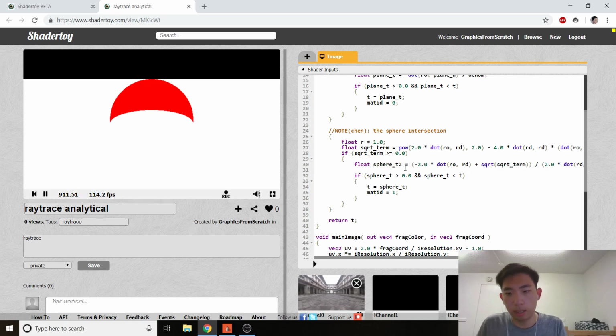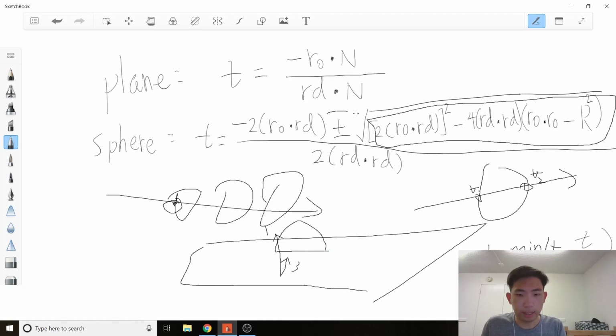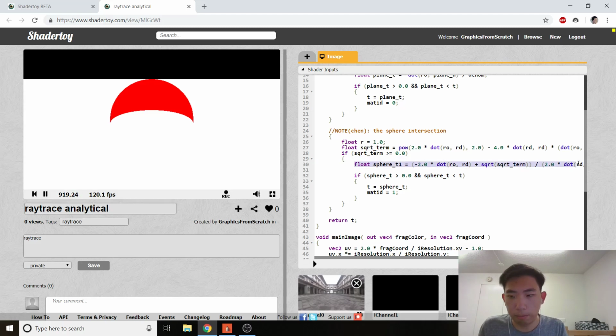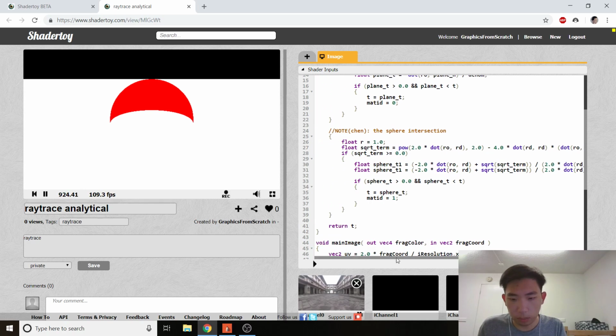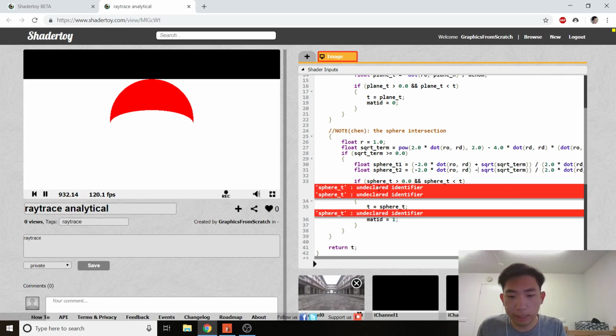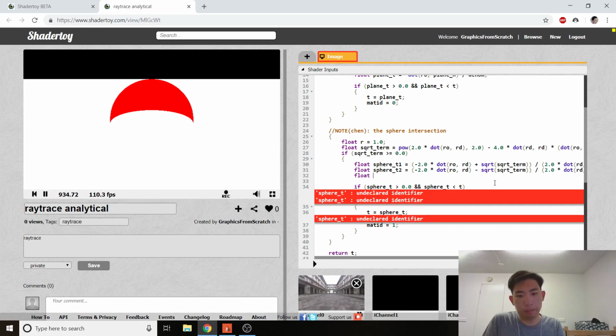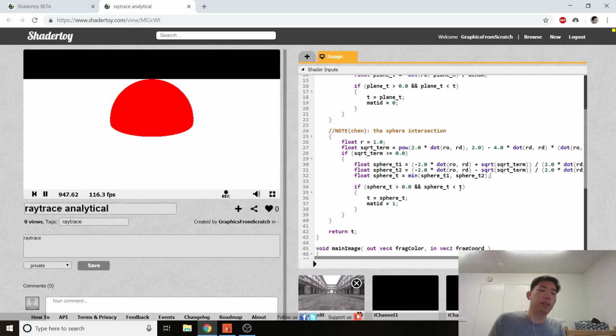I said that there will be two roots for the sphere intersection, and I totally forgot about that myself. If you look at the equation again, this operator is both addition and subtraction. So we need two roots, so basically two scalars, sphere t1 and t2. If one of these roots is negative, then we get whatever the minimum is when comparing these two t's. So sphere t would just be the minimum of sphere t1 and sphere t2.